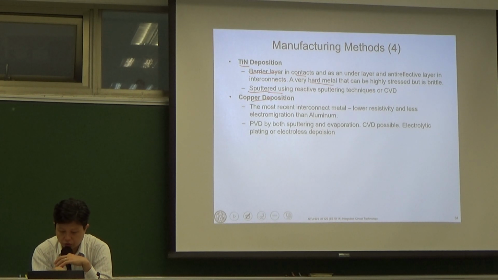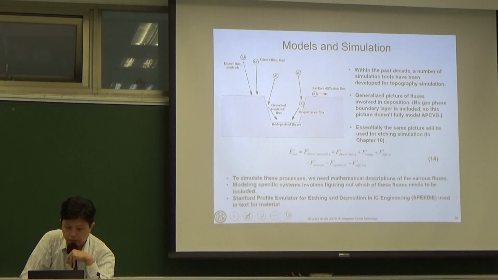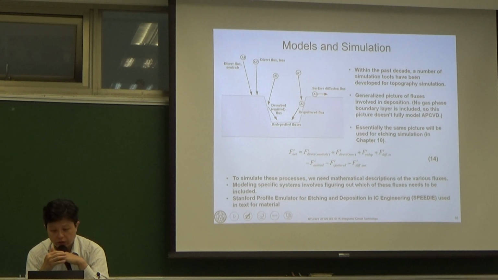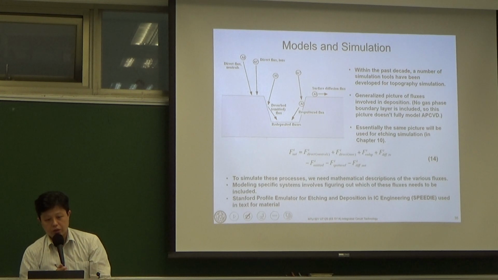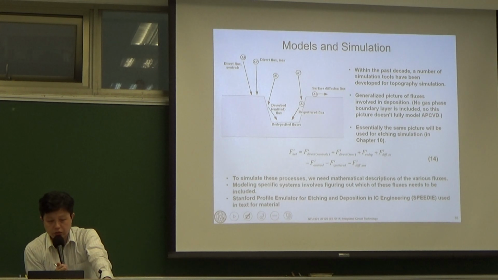And copper, we use that to replace the aluminum because it has less electromigration. We can use PVD for sputtering, evaporation, plating, electroless deposition. Electroplating, we can use to do that. Now we will quickly go through these methods. I say again, you don't need to memorize that, but for the models and simulations, they can give you more insights into how it works for different deposition technologies.